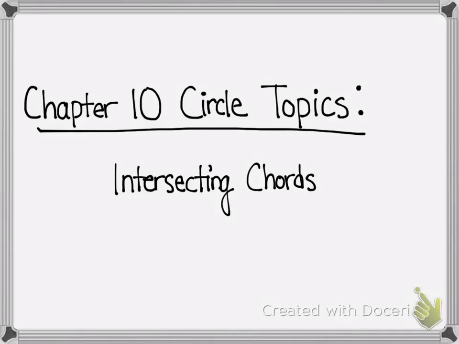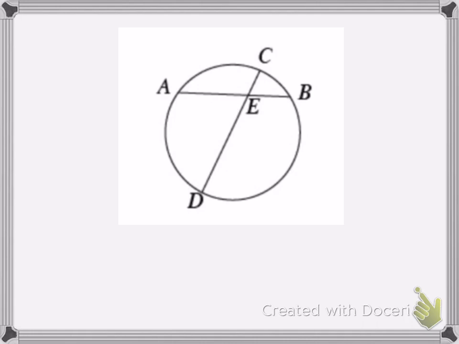Hello everyone, it's Mrs. Davitt here, and today we're going to look at another Chapter 10 circle topic, and that is intersecting chords. So chords are segments that cut the circle across and intersect two parts of the outside of the circle. So one example is AB, and one example here is CD. And those two chords intersect at point E, so that's labeled for convenience as we move through some further examples.